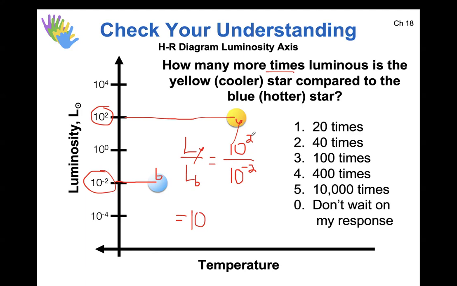So in other words, 10 to the 2 divided by 10 to the negative 2 is equivalent to 10 raised to the 2 minus negative 2 power. And if I subtract a negative, that's the same as adding. So that means my answer is 10 to the 4. And 10 to the 4 is just 10,000. So the answer is 10,000. Easy, right? Maybe.